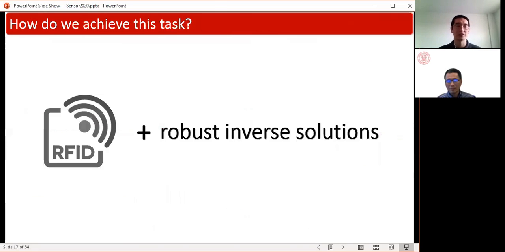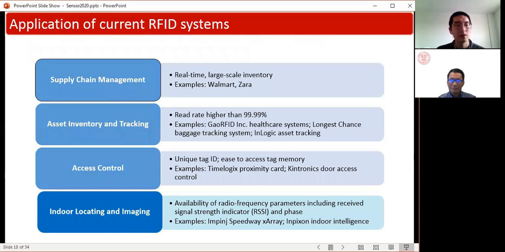So how do we achieve this task? Our solution is to achieve indoor device-free object sensing through the combination of commercial off-the-shelf RFID systems and robust inverse solutions. Developed to a high maturity, its applications are not limited to logistics and can be potentially extended to IoT. The real-time and large-scale inventory capability enables supply chain management. Large retailers, including Walmart and Zara, have used RFID systems in their logistics management.